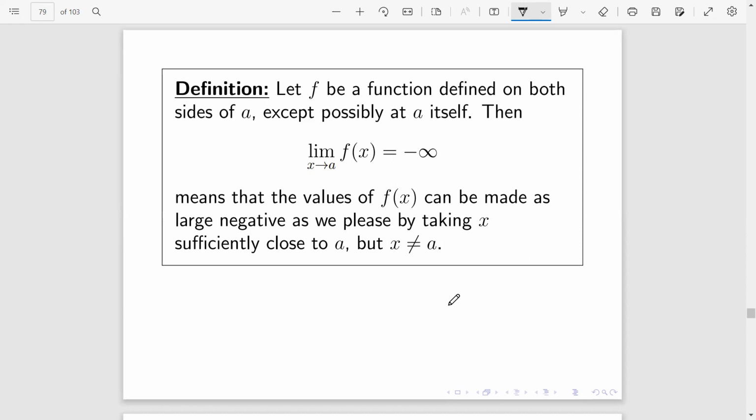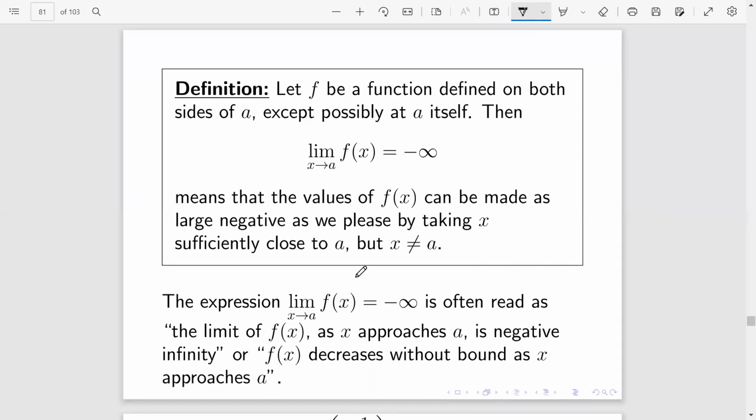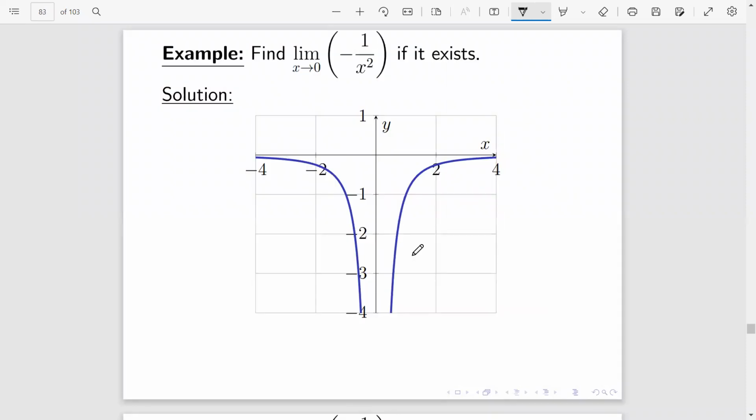So basically what we are saying here is that the limit of the y values as x approaches a is negative infinity. Or we can say that the y values keep on decreasing when x approaches a. If you look at an example, we can take -1 over x squared. This is how the function looks.